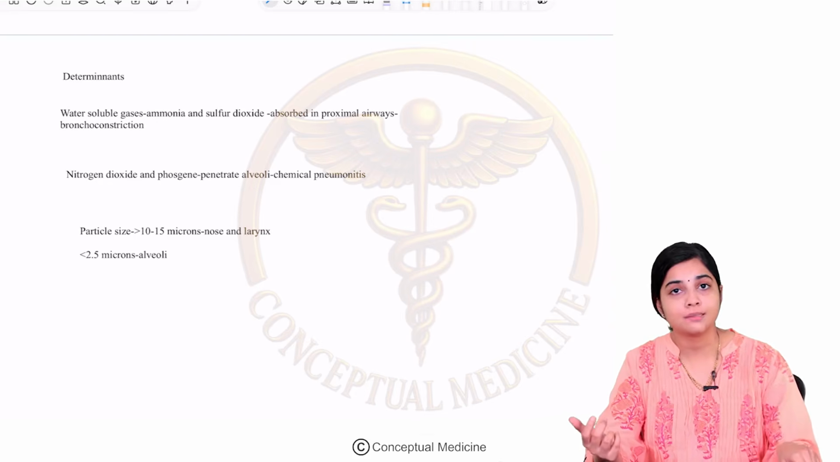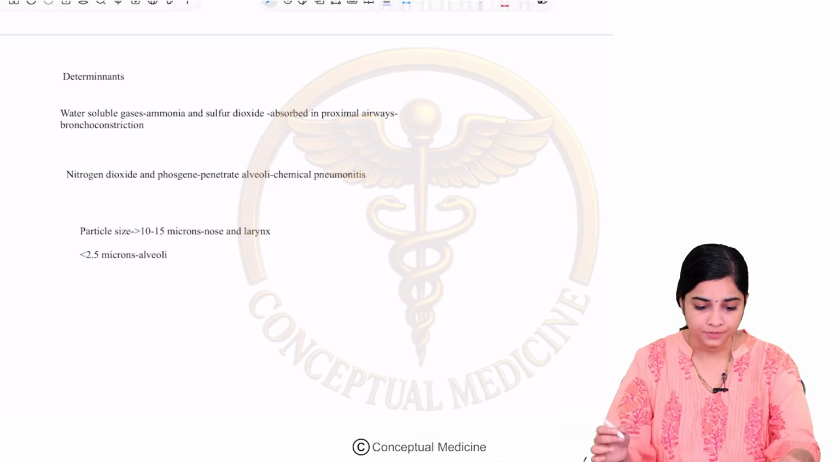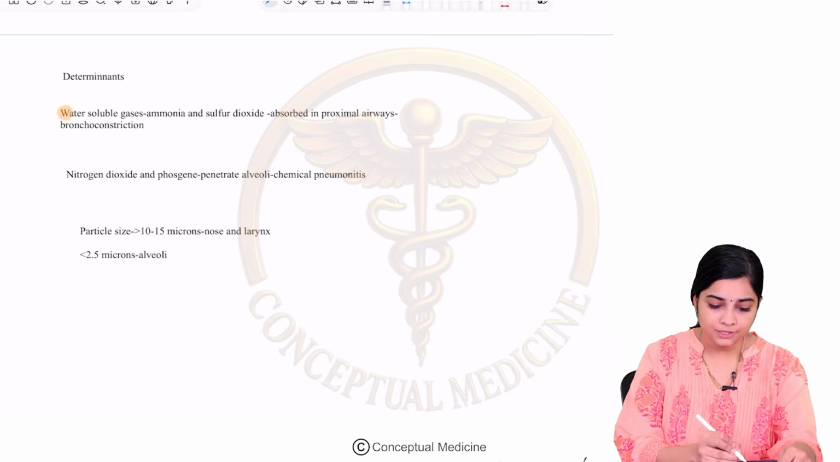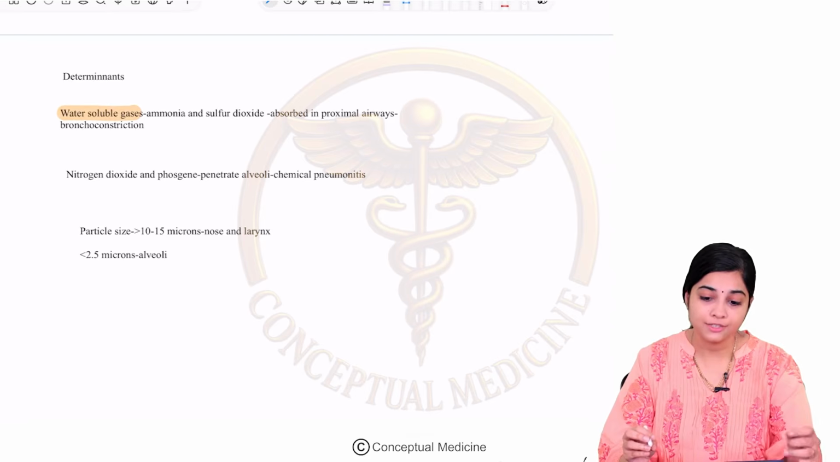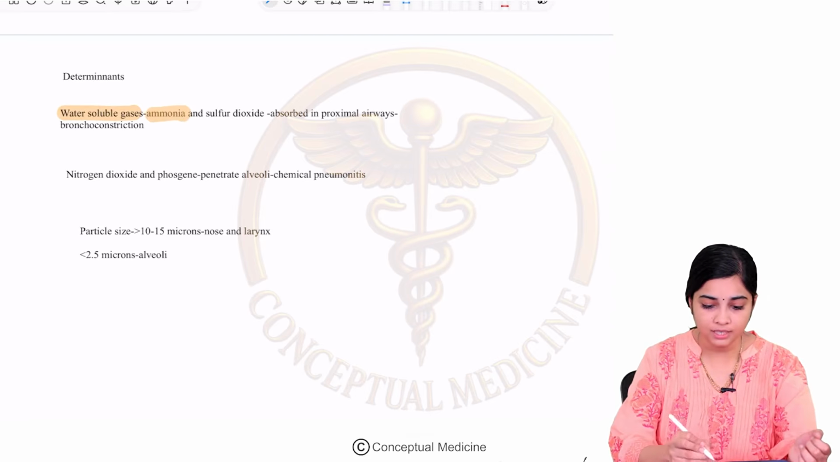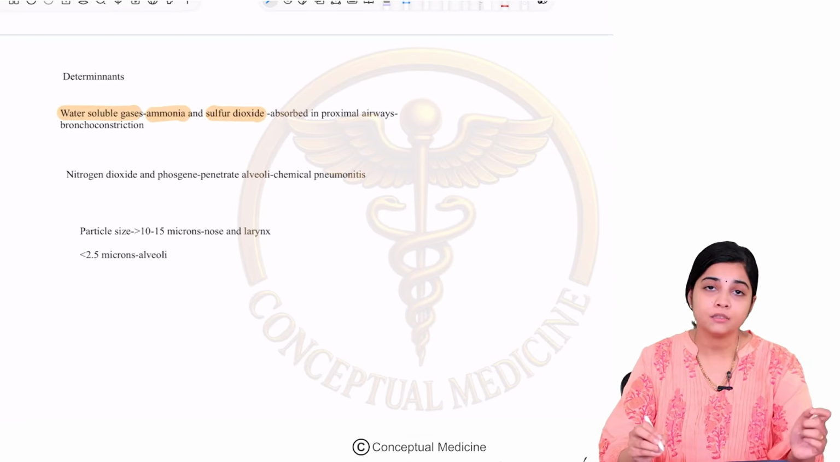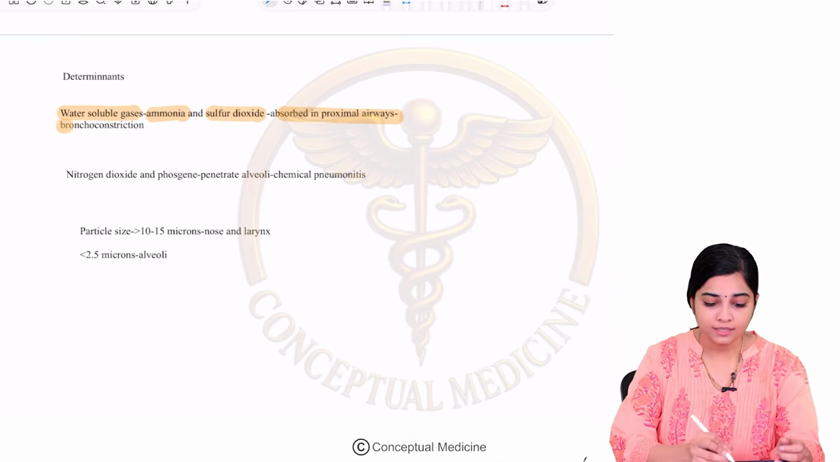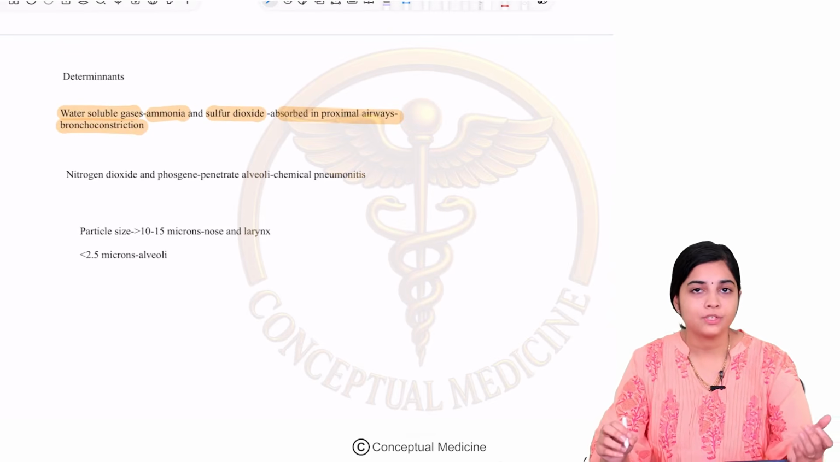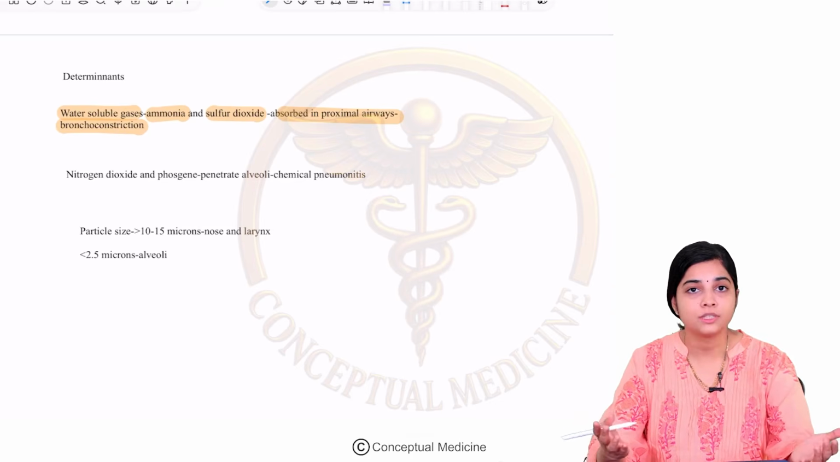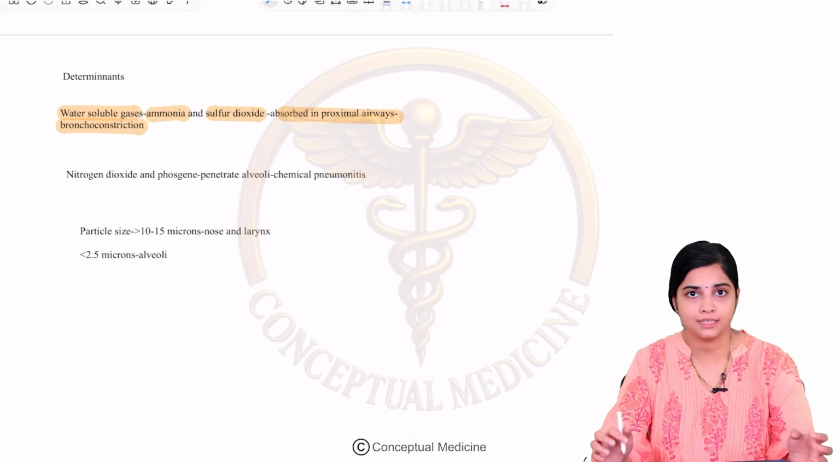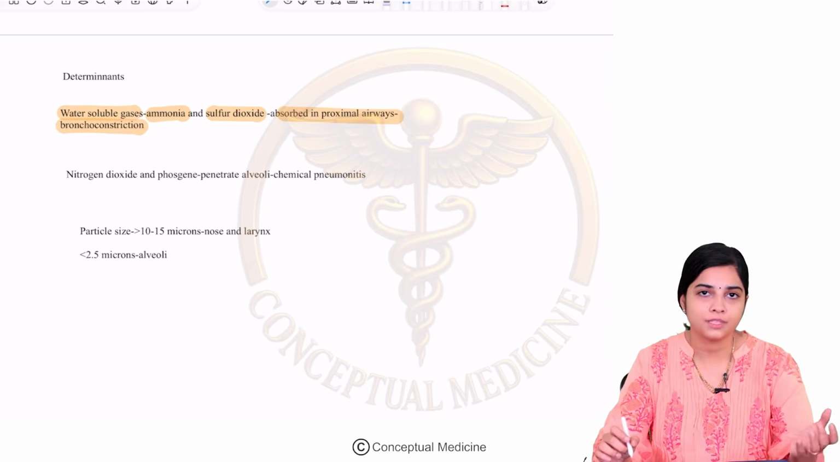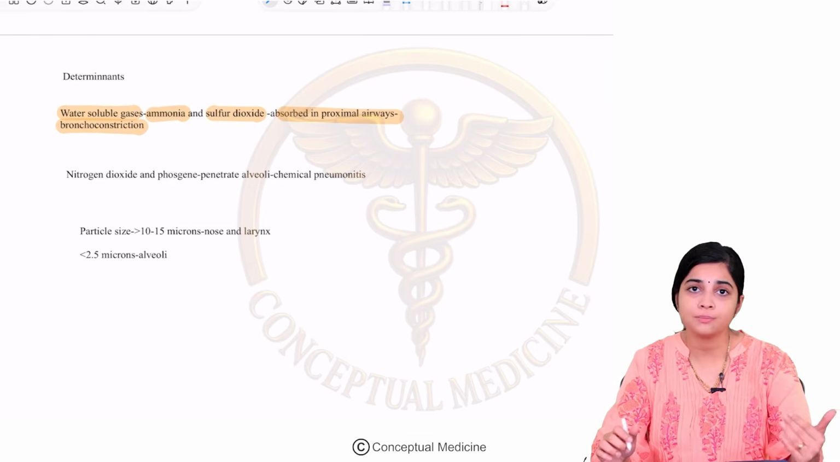So what are the determinants of occupational lung injury? Inhalation of water-soluble gases like ammonia and sulfur dioxide, they get absorbed into the proximal airways and they can cause bronchoconstriction. So people working in places where you have inhalational injury due to these gases cause proximal airway obstruction and hence they can present with episodes of wheezing, right? So they predominantly involve the bronchi or the proximal airways.